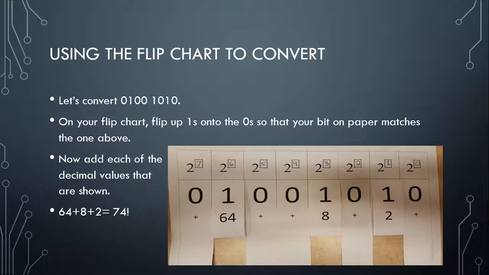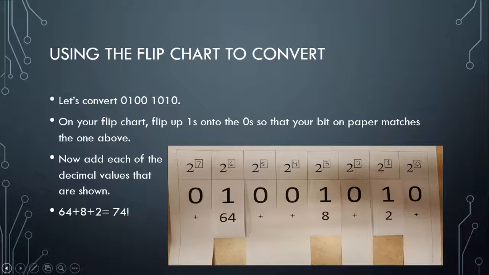So let's look at this flip chart. Okay, let's convert that binary bit I just had, 0, 1, 0, 0, 1, 0, 1, 0. So on the flip chart, we're going to flip up the ones onto the zeros so that our bit on the paper matches the one above. So if you look here on this paper, I have 0, 1, 0, 0, 1, 0, 1, 0. That matches what I have up here.